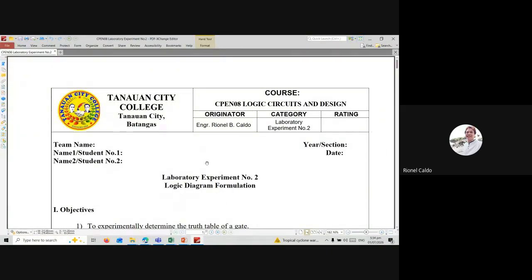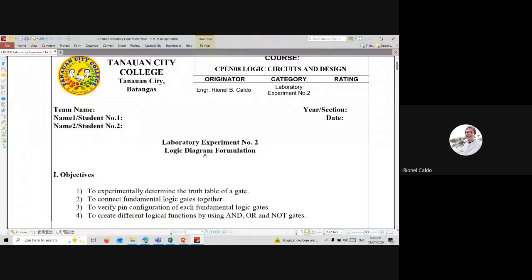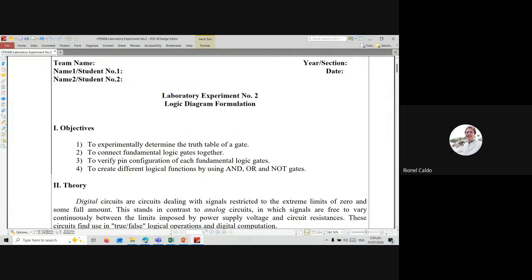So this evening, I'm showing to you our laboratory experiment number 2 titled Logic Diagram Formulation. These are the stated objectives that we have to follow. Number 1 is of course to experimentally determine the truth table of a gate. Remember in our previous laboratory experiment, we're already familiar with the truth tables of the NOT gate, OR gate and AND gate, di ba? So nagawa na po natin 'yon.